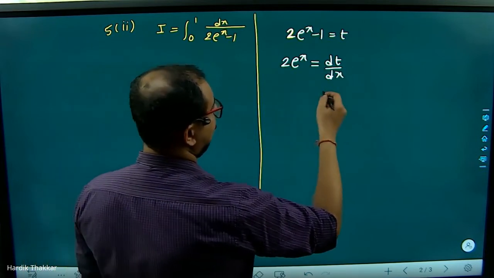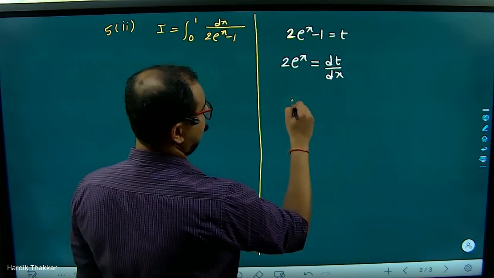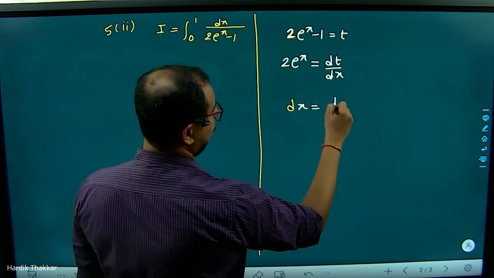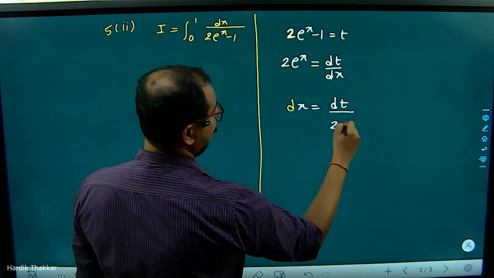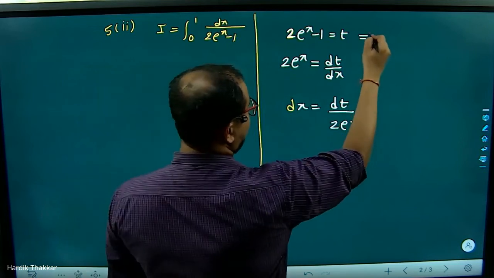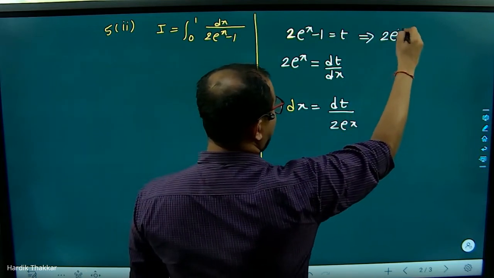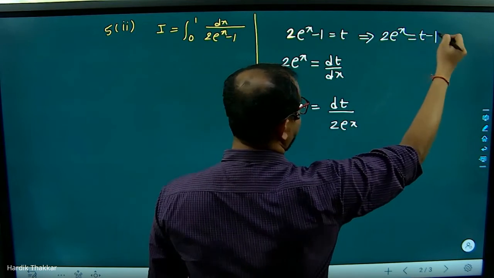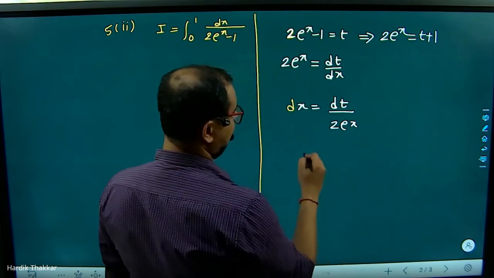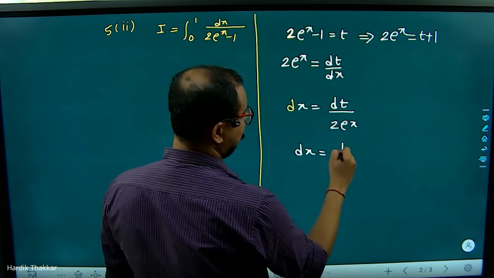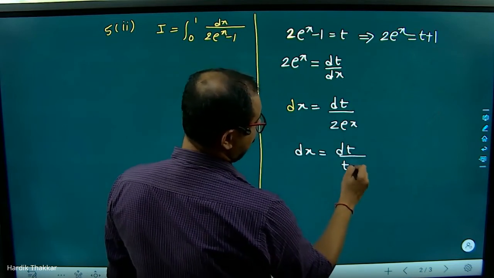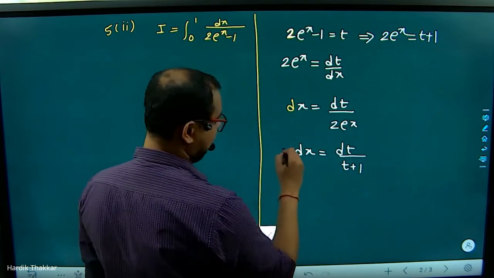So here it will be like this, and further dx will be equal to dt upon 2 e raised to power x. Now from here, 2 e raised to power x can be written as t plus 1. So here dx is equal to dt upon t plus 1. Is it fine? Is this step clear to you?